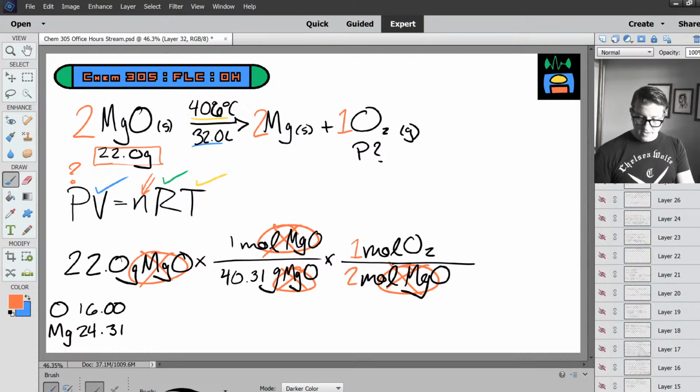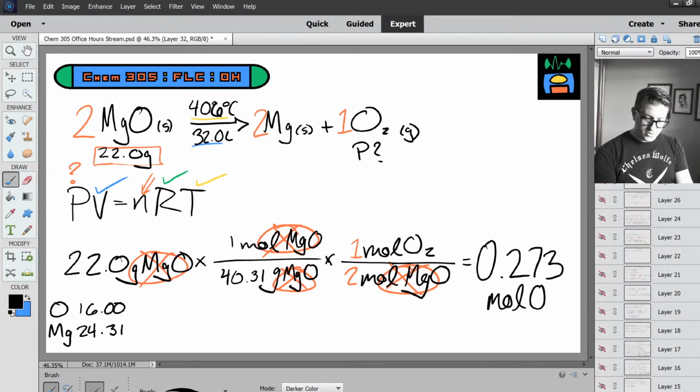22.0 divided by 40.31 divided by 2. Wait, hang on. That's not right. 22.0 divided by 40.31 divided by 2. There we go. I think I accidentally hit multiply. This gives us, let's see, 3 sig figs, 0.273 moles of O2.